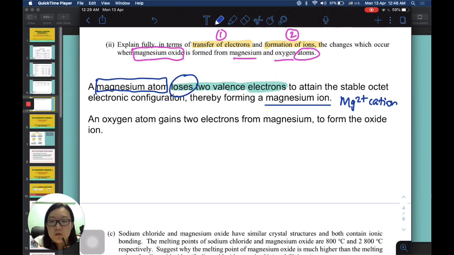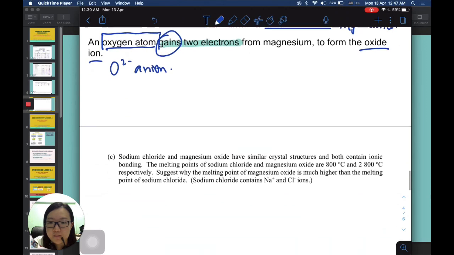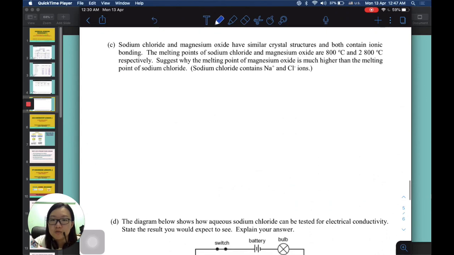Then moving to oxygen. Again, in terms of transfer of electrons, now it is the gaining of electrons. So non-metals will gain electrons in order to form the oxide anion, O2-. Okay, that's it. Next question.